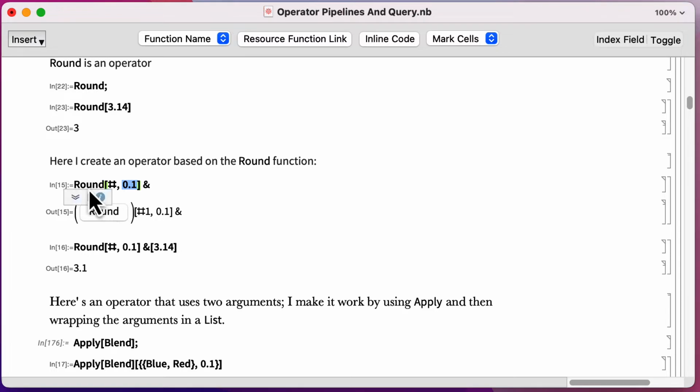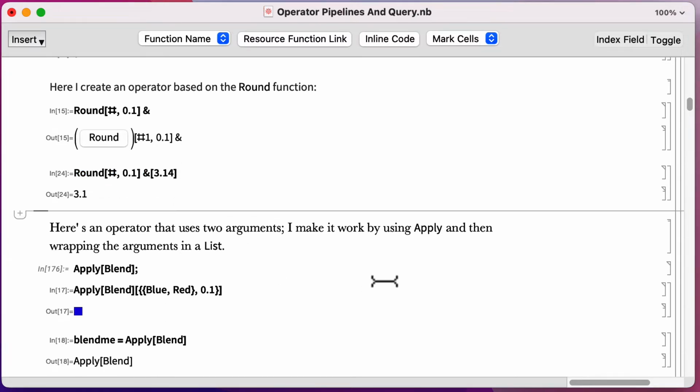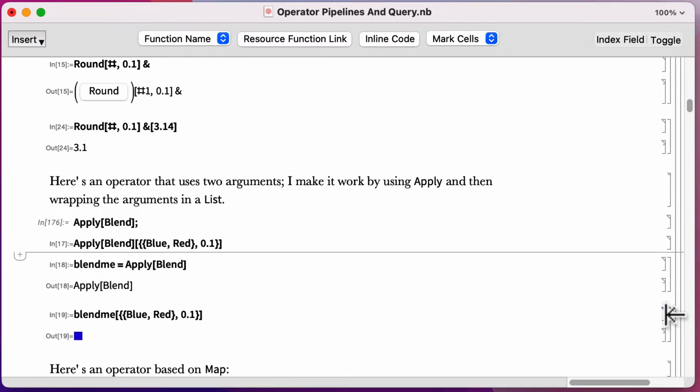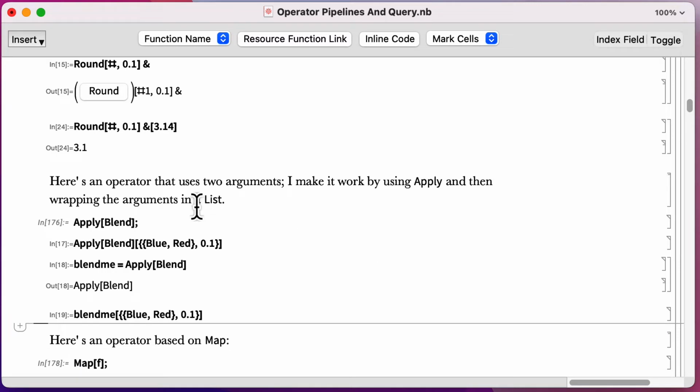And what we're doing here is we're saying, let's create a function, and the only thing you have to give it is the number that you want rounded to the nearest 10th. So I'm going to take this operator here and apply it to 3.14, and I'm going to get 3.1.